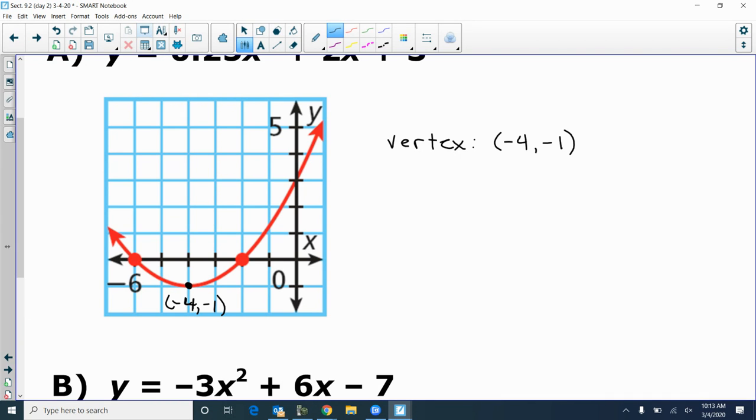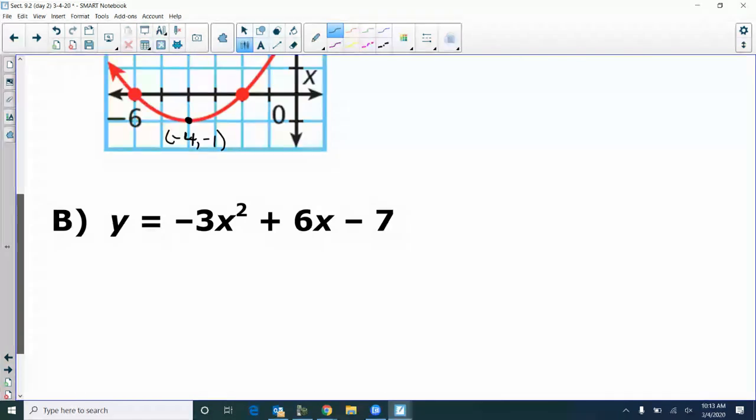Now for part B, y equals -3x squared plus 6x minus 7. You don't have the picture. How can we find the vertex without the picture? Any ideas? Is it to assume that x equals -b over 2a? What does x equals -b over 2a give us?